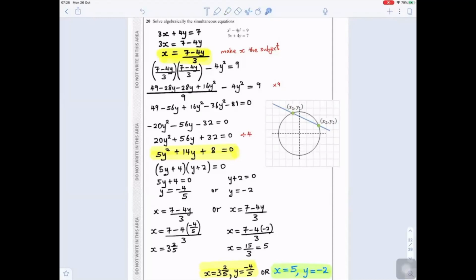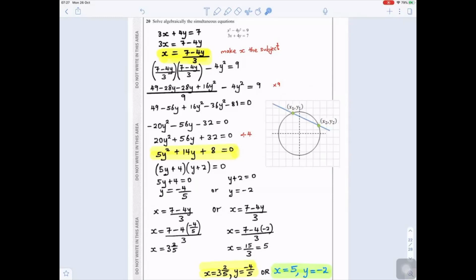Question number 20. Solve algebraically the simultaneous equations. There are two equations: x squared minus 4y squared equals 9 and 3x plus 4y equals 7. What we're trying to do is to find out where those two equations meet. And the first equation, let's say, is a circle. And the picture I've put there is just to help you to visualize it.